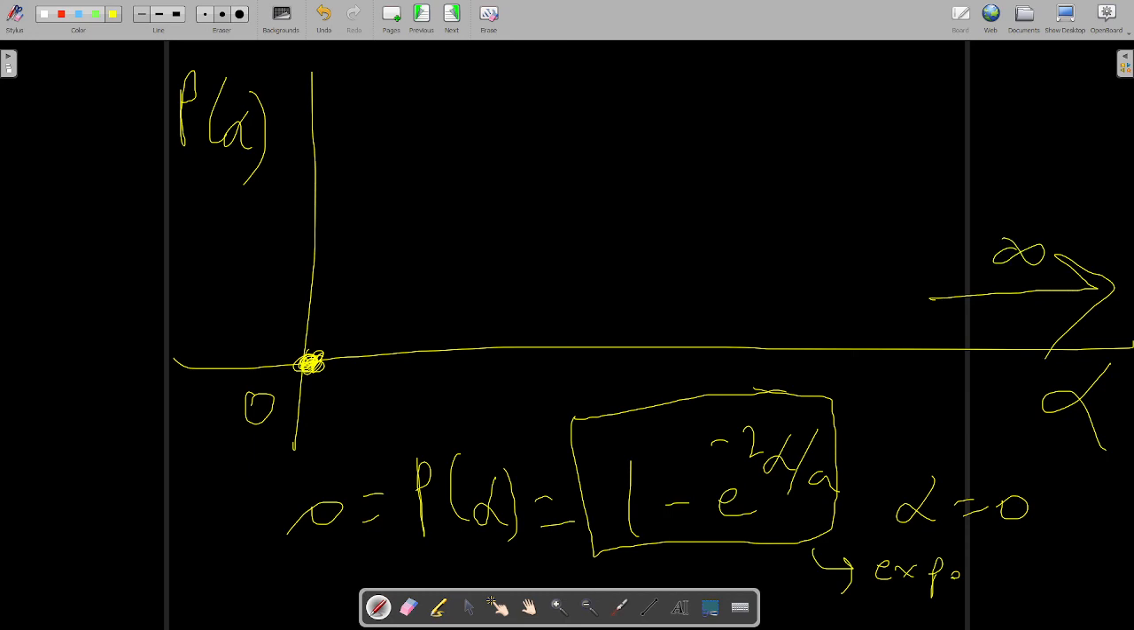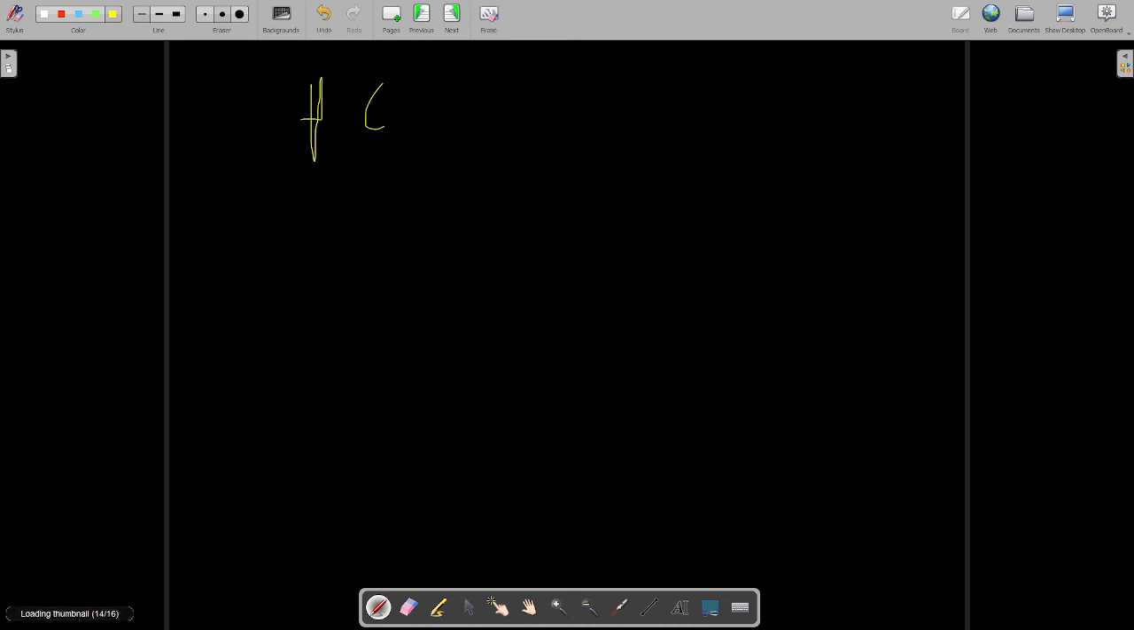Alpha equal to infinity means a very large number over here. So if I put it in this, then clearly I will get P of infinity. What will I get? P of alpha is given to be equal to 1 minus e to the power minus 2 alpha by a. So let me put alpha equal to infinity over here.